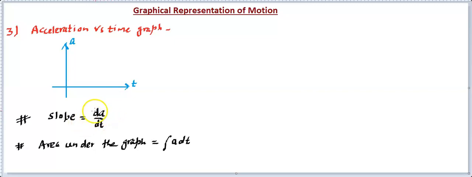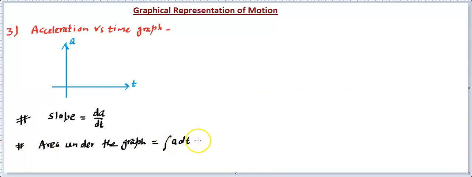So if somebody asks what the slope gives you in A versus t, you say it's the rate of change of acceleration with respect to time. That's what it gives. Is this any physical quantity? No, this is not any physical quantity, but it is the rate of change of acceleration. So this will not be so important for us. Let's check about this area under the graph.